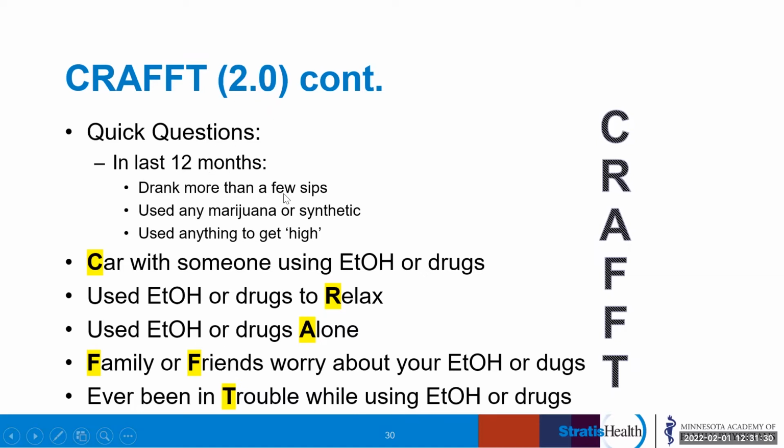In the last 12 months, have you drank more than a few sips? So this would be more your younger adolescents, because it's that gray zone with 18-year-olds. Any marijuana or synthetic products or anything to get high. So even like huffing could be considered. So any affirmative to this quick question, they call it, even though it's 3 questions, definitely warrants a longer discussion.